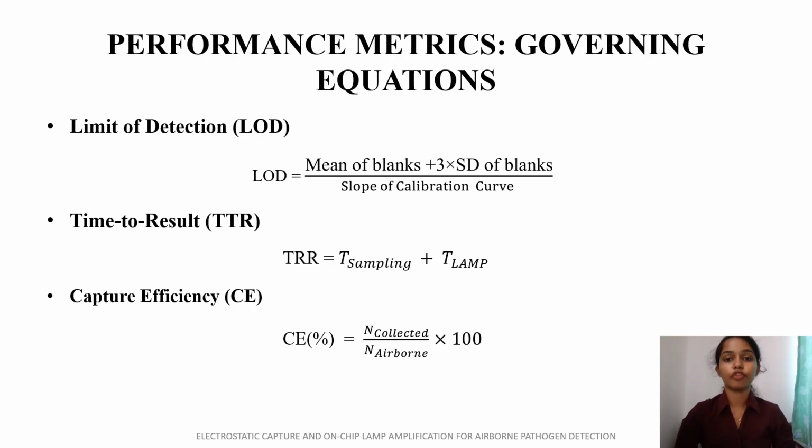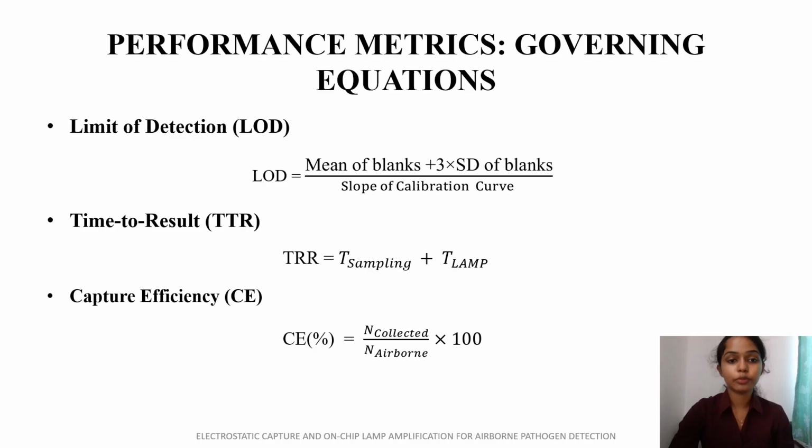Next, we'll go through the performance metrics governing equations of the integrated system. Limit of detection, that is LOD. To evaluate the system sensitivity, the lower the LOD, the system can detect very few copies of DNA or RNA. The equation is mean of blanks plus 3 times the standard deviation of blanks divided by the slope of the calibration curve.